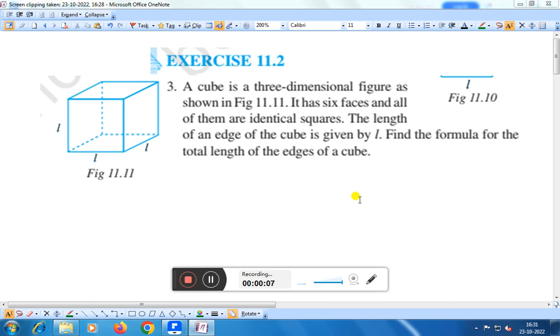Today we shall discuss exercise 11.2 question number 3. A cube is a three-dimensional figure as shown in figure 11.11. It has six faces and all of them are identical squares. The length of an edge of a cube is given by L. Find the formula for the total length of the edges of a cube. Right. Here we will find the total edge of the cube.